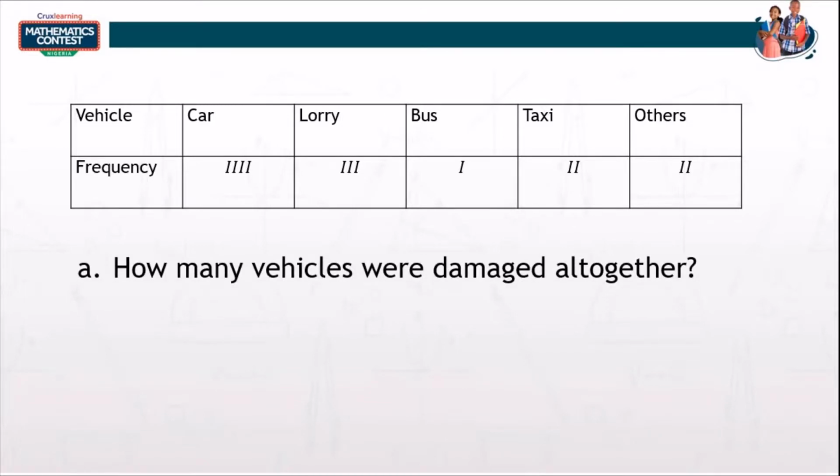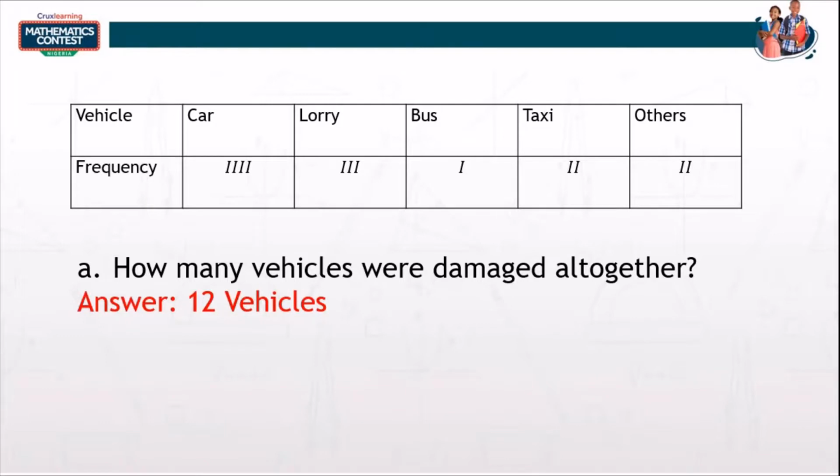We are asked to find how many vehicles were damaged altogether in this month. Because we don't have numbers, we have them in tally, we need to count the number of tallies we have here. So let's count: 1, 2, 3, 4. Do it carefully. 5, 6, 7, 8, 9, 10, 11, 12. So we have 12 vehicles altogether.